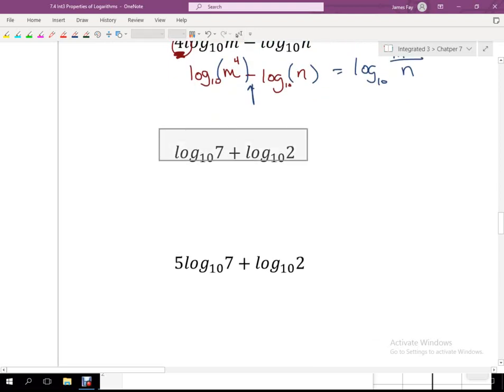Let's jump down. Let's skip this one. Actually, you guys do that one on your own real quick.